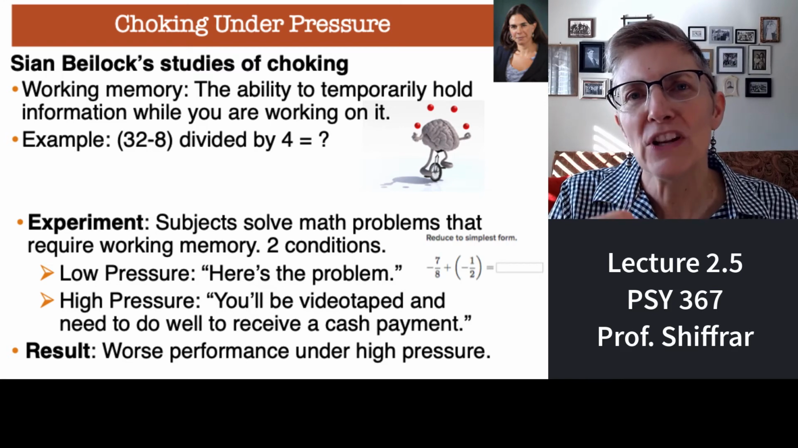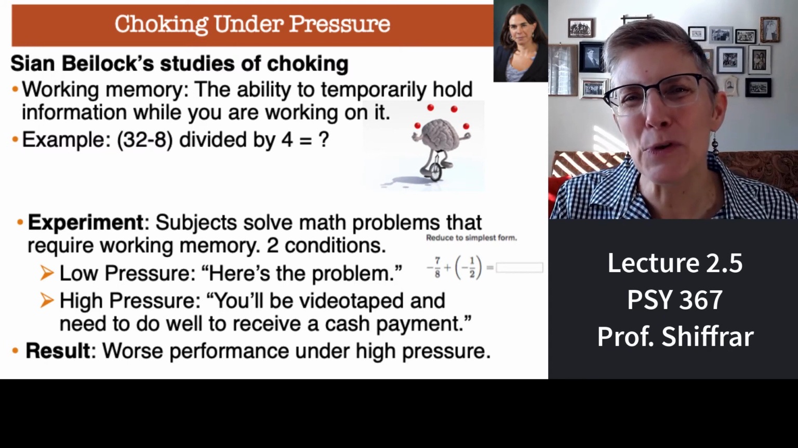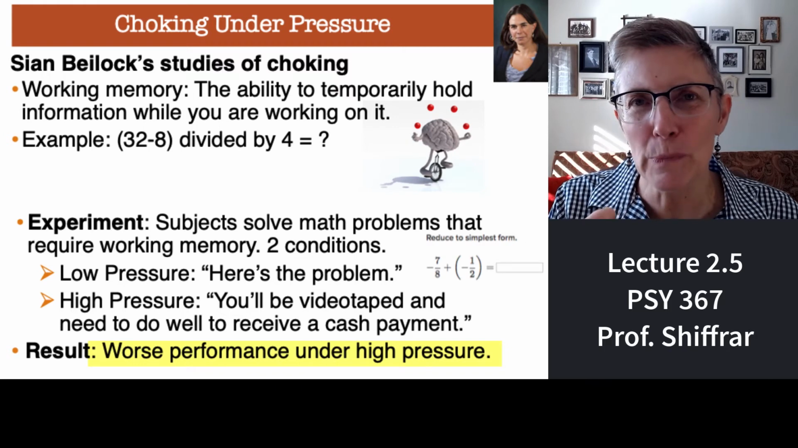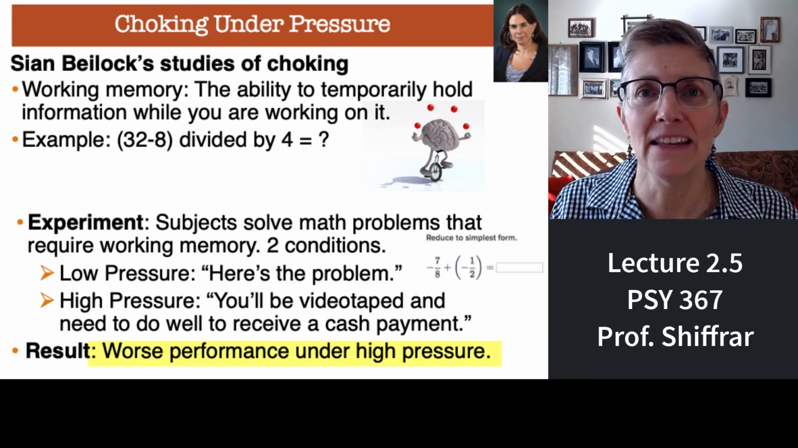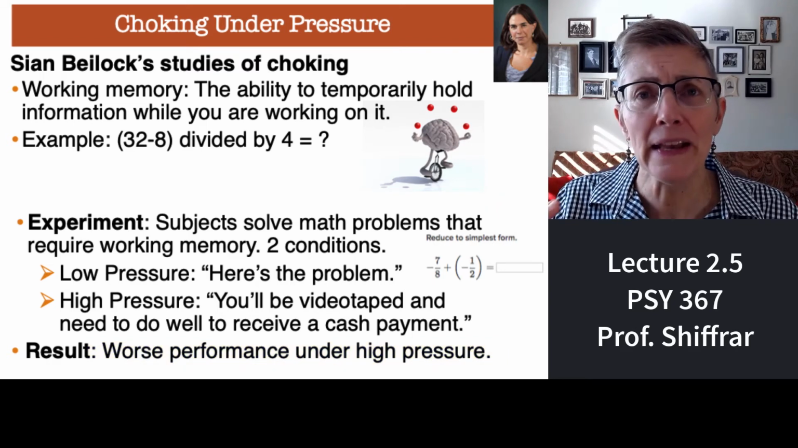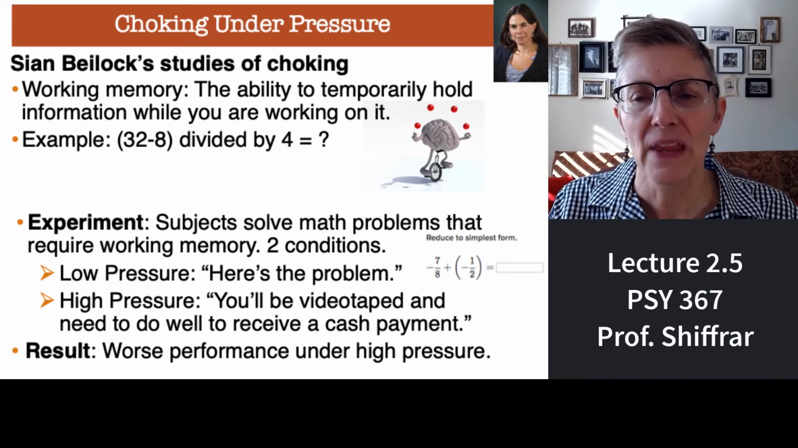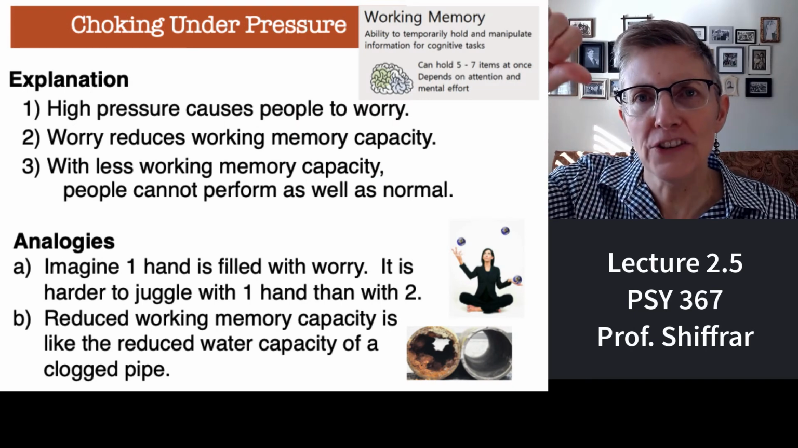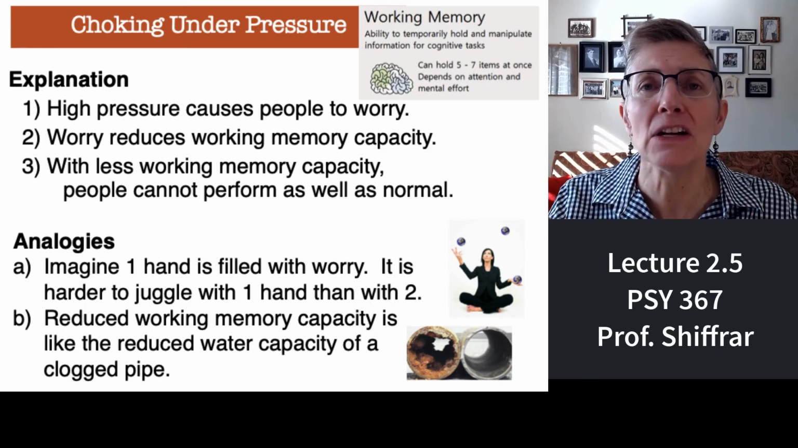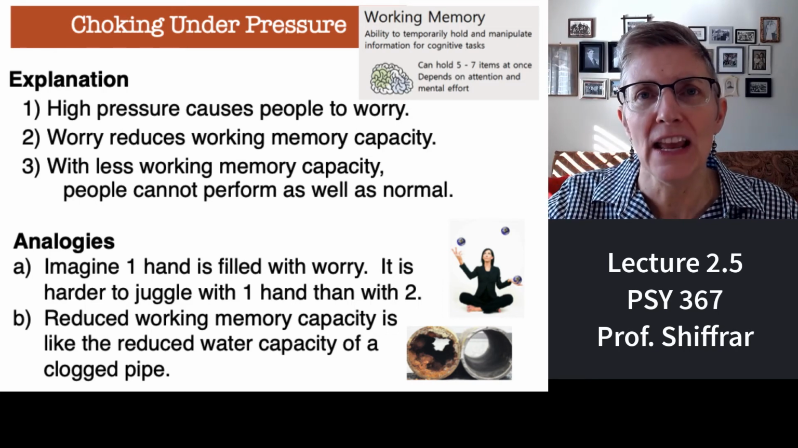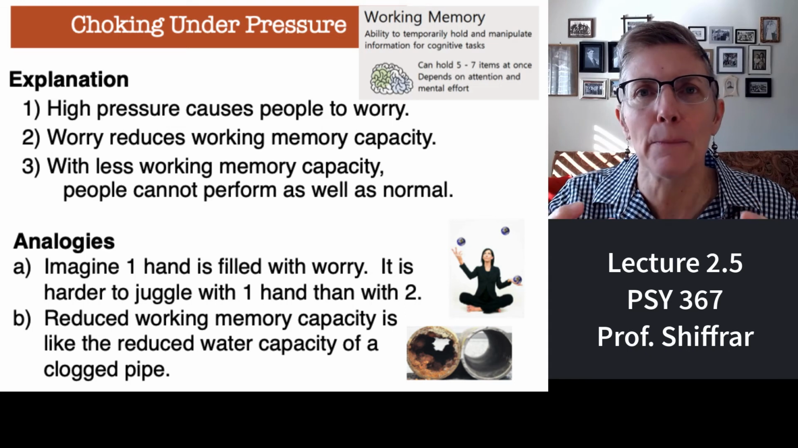Here's the thing. When you are under pressure, your working memory is compromised. Your performance under pressure is worse than your performance when you're relaxed. Now, why is that? Well, Sian Beilock has shown that when you're under a lot of pressure, you worry, and that worry reduces the amount of working memory capacity. How much you can hold in working memory is reduced if you're worrying. Why? Because the worrying fills up some of that working memory, right?